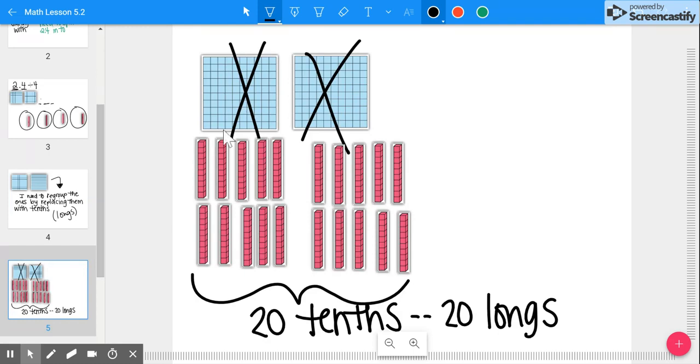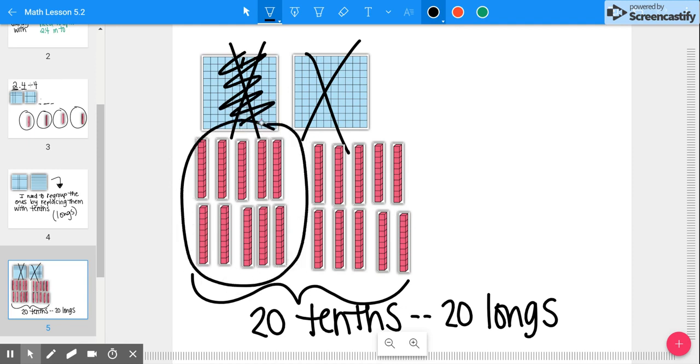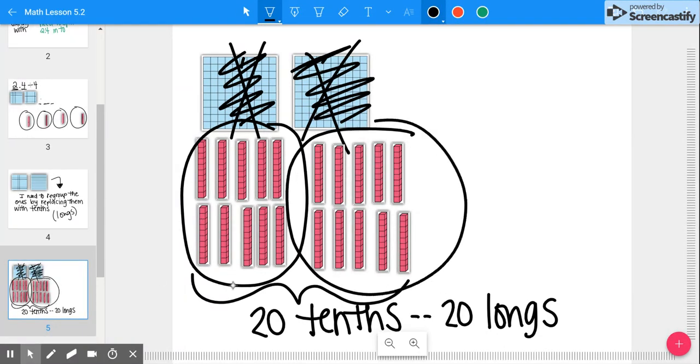So here's what I did. I kind of cashed them in. I put them back in my bucket, put them away, and then I exchanged for them. I took this flat and I took 10 longs. So I got rid of this flat and I regrouped it for these 10 longs. I took this flat and I said, you know what? I want 10 longs instead. So now, instead of 2 flats, I split it apart and I have 20 longs, or 20 tenths.